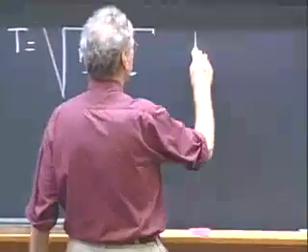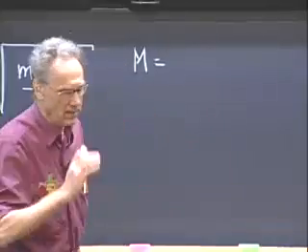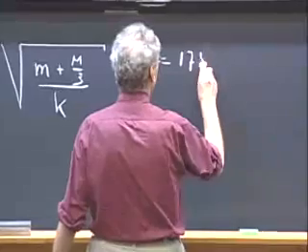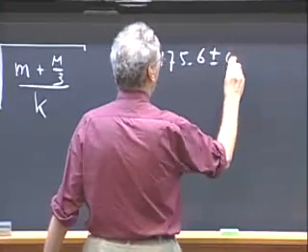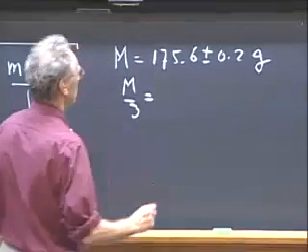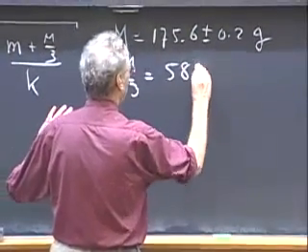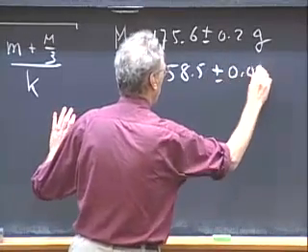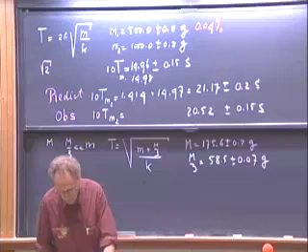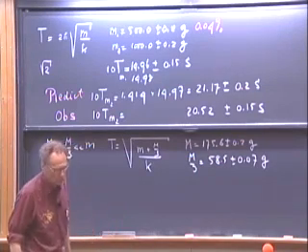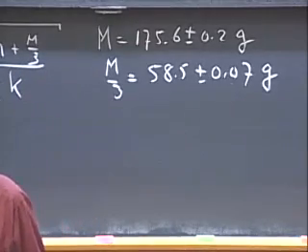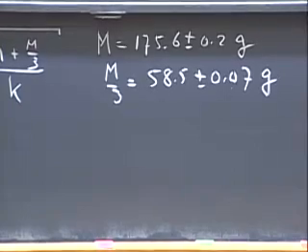In other words, the mass of the spring, we have weighed that, in our case is 175.6 plus or minus 0.2 grams. And so M divided by 3 is 58.5 plus or minus 0.07 grams. That's a very small error, by the way. It's 0.1% error. And so we can now do the following test.